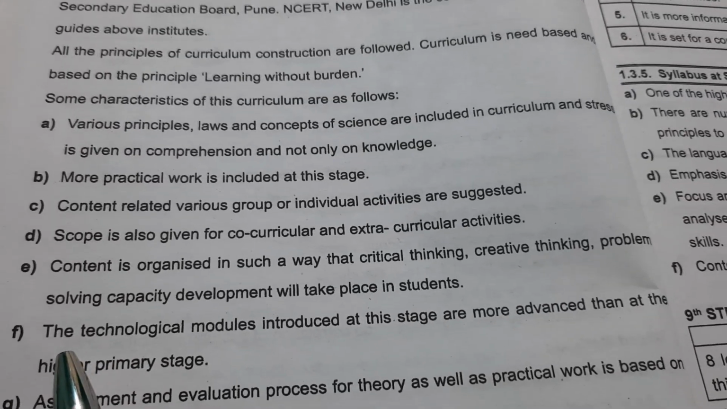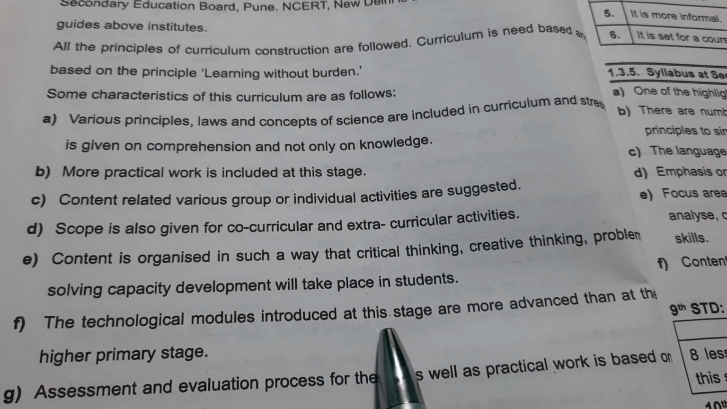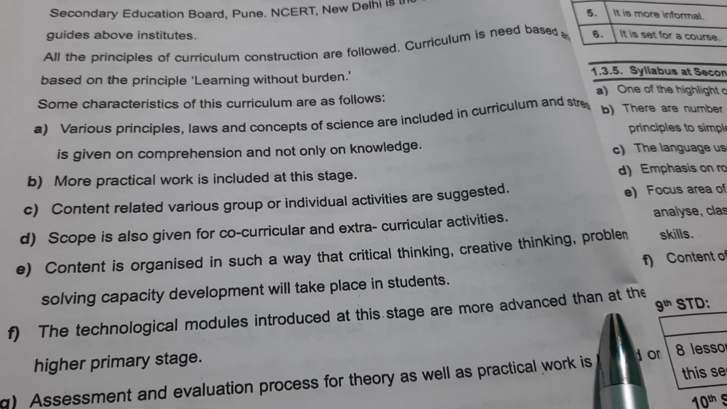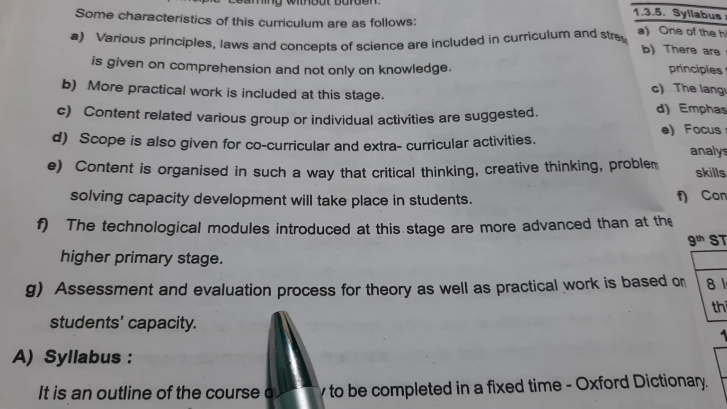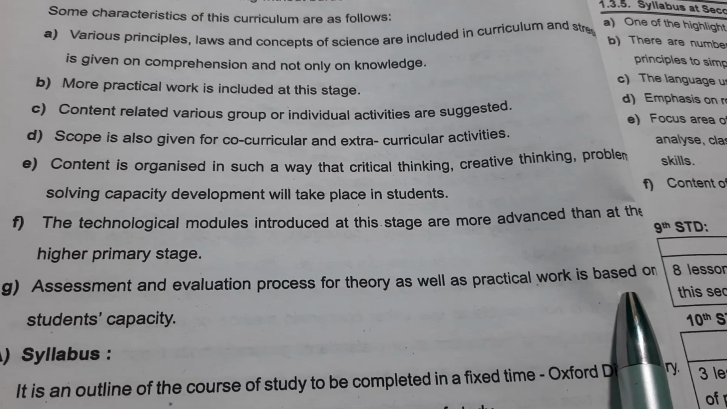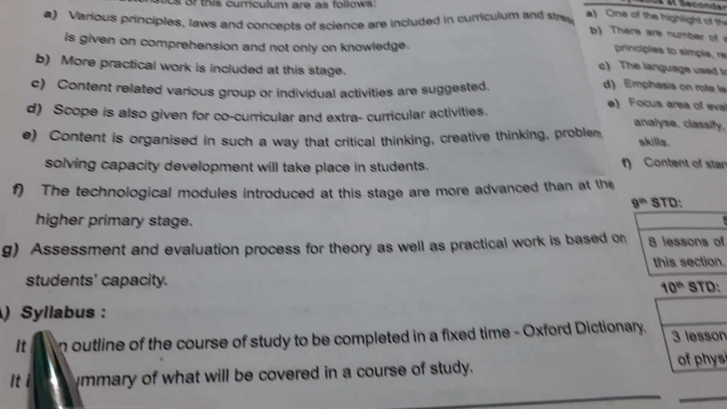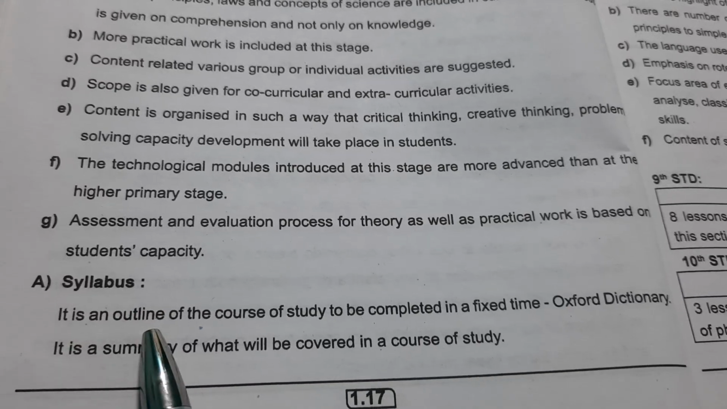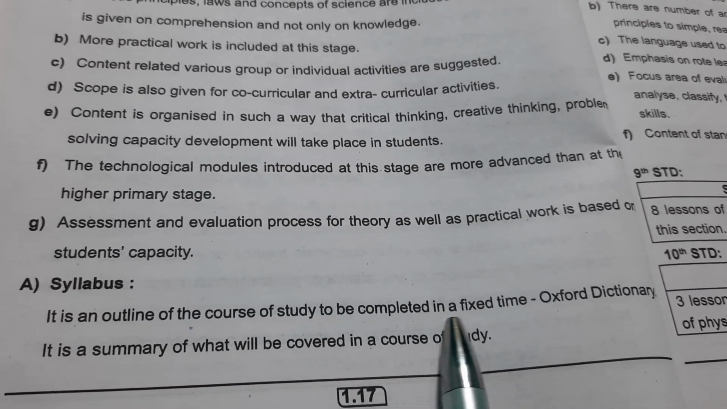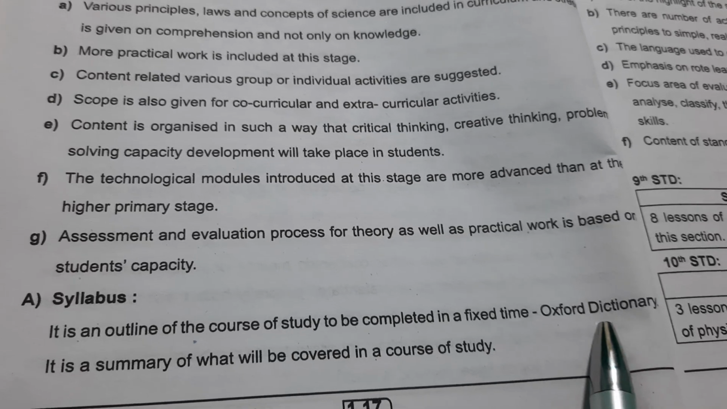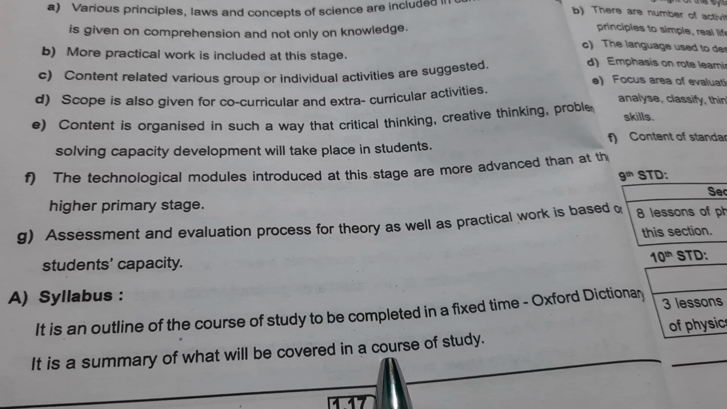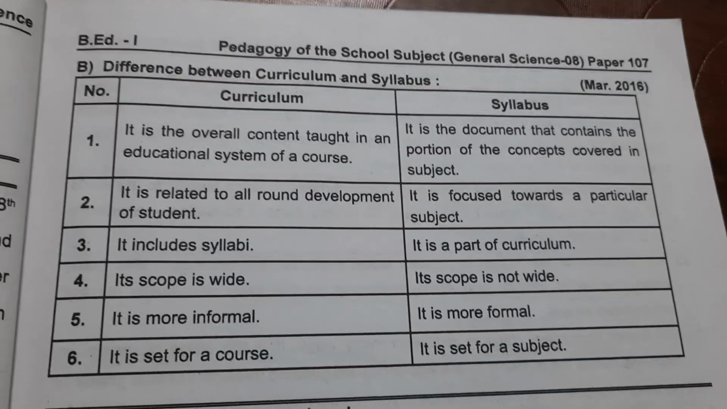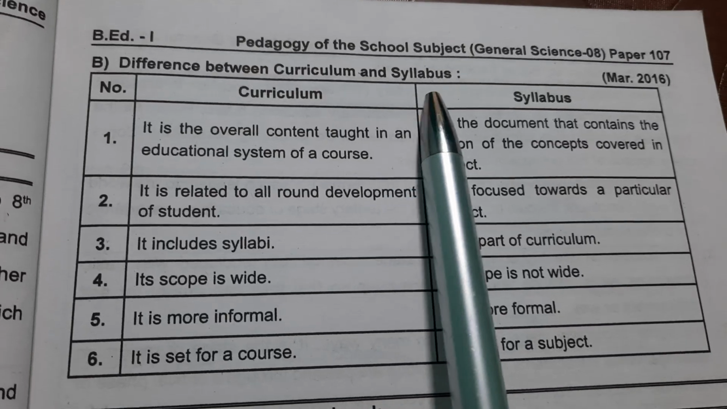The next point is the technological modules introduced at this stage are more advanced than at the higher primary stage. Next point you all can take down is assessment and evaluation process for theory as well as practical work is based on students' capacity. Next what we have is the syllabus. It is an outline of the course of study to be completed in a fixed time, according to the Oxford Dictionary. It is a summary of what will be covered in a course of study. So this is the difference between curriculum and syllabus.